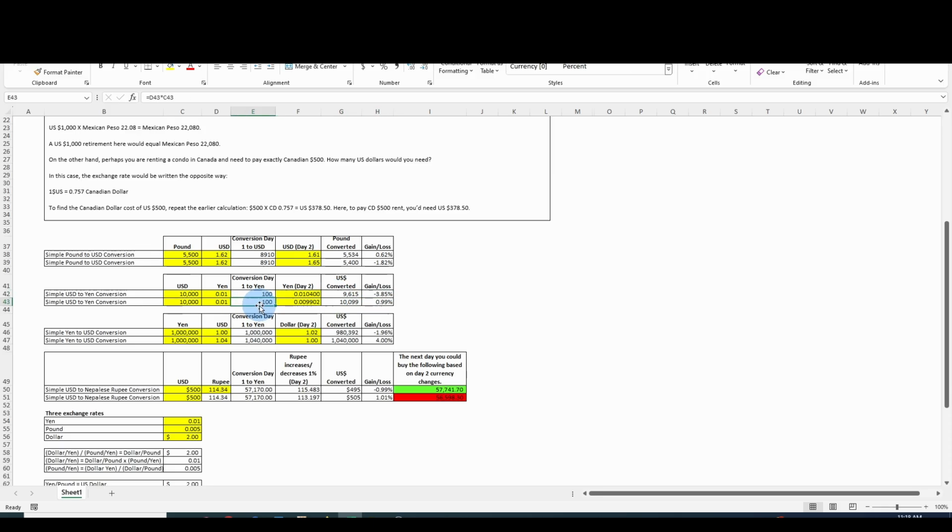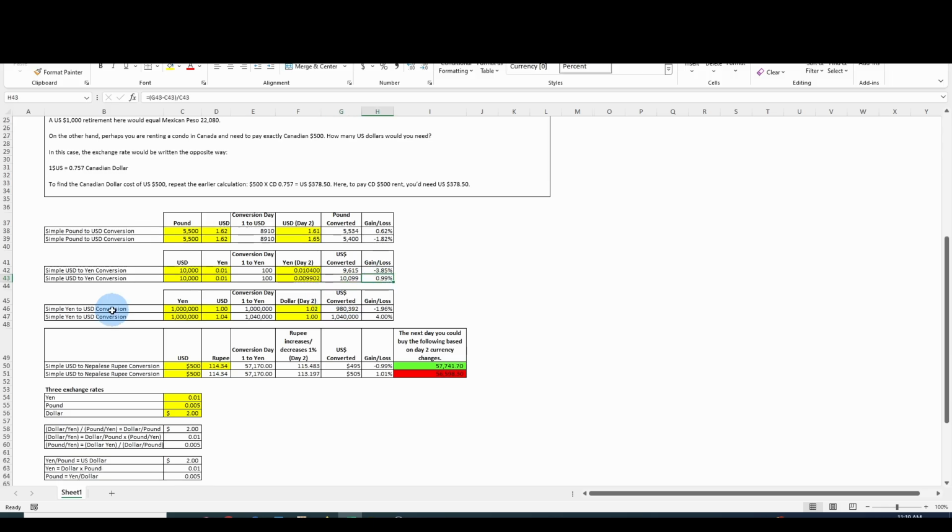So you take, okay, D43 times C43. Your $10,000 times 0.01 is 100. Now you're going to have 100 yen for your $10,000. So 100, convert that over. Yen weakens. Now you have 10,099. So there's a 0.99% gain.